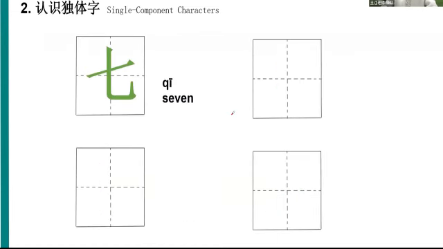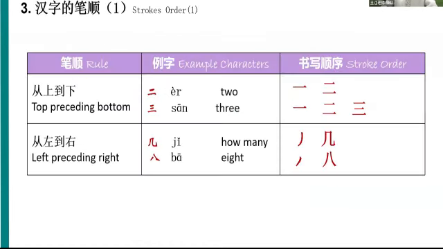Now let's continue to learn some stroke order. When we write Chinese characters, there are some rules of stroke order. When we write such Chinese characters, we should write from the top side to the bottom, top preceding bottom.